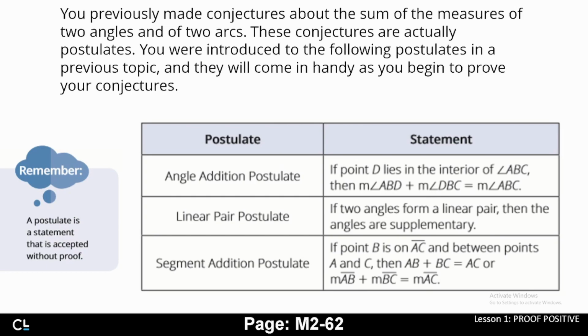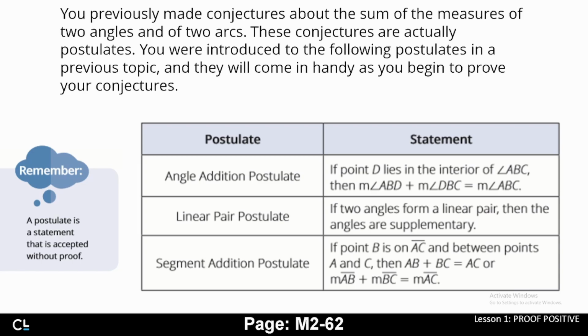So first up, let me cut off and rewind a little bit. This is on page M262. If you're taking notes in your book, this is on page M262. I will have all the pages down at the bottom of the screen so you can just stay in line, right? So this one says you previously made conjectures about the sum of angle measures and the measure of two angles and two arcs. These conjectures are actually postulates. You were introduced to the following postulates in previous topics.